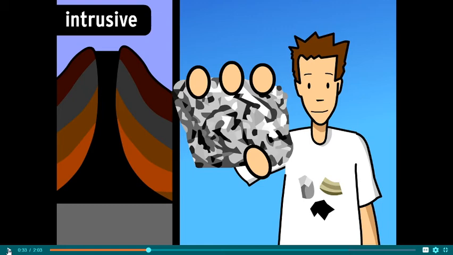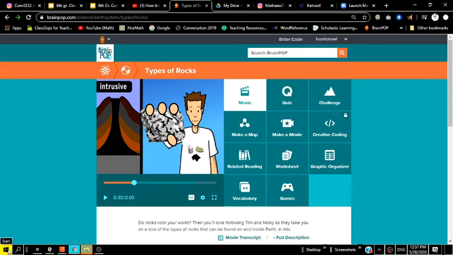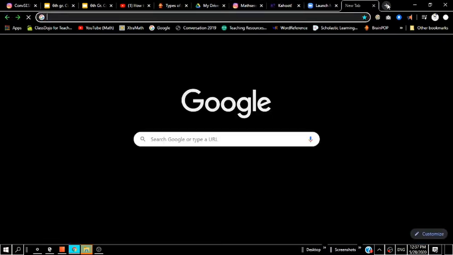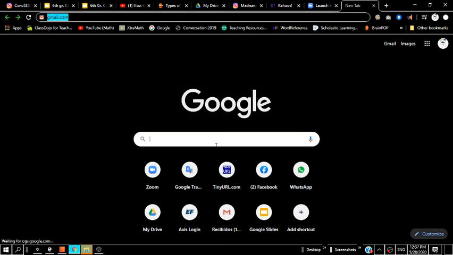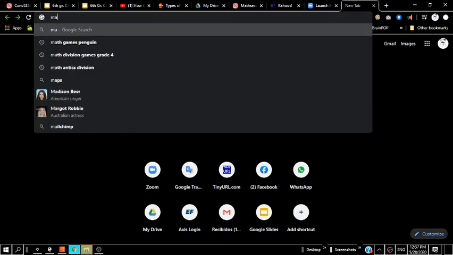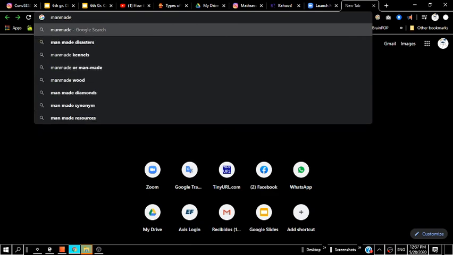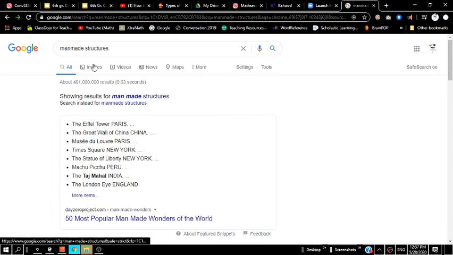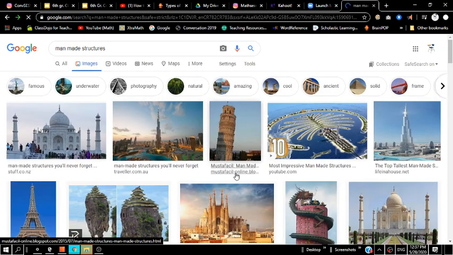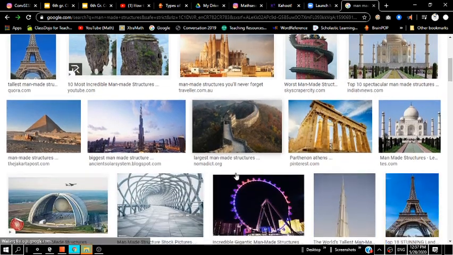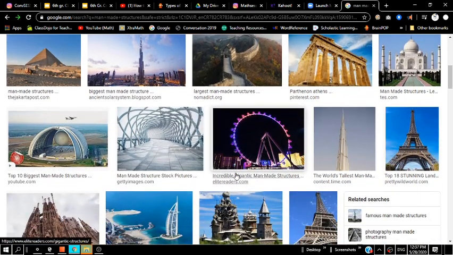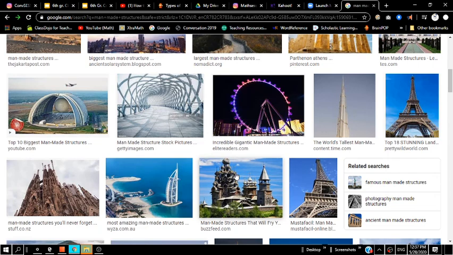Okay, so I'd like you to do some research on what material you're going to use, how you're going to build it. You could even do a Google search if you really wanted to, and you could look up, for example, man-made structures. Okay, and do a quick Google search on that. You come up with a whole bunch of different buildings. Okay. These are all really interesting designs, so we'll have to look at the different types of designs for our class for next time.